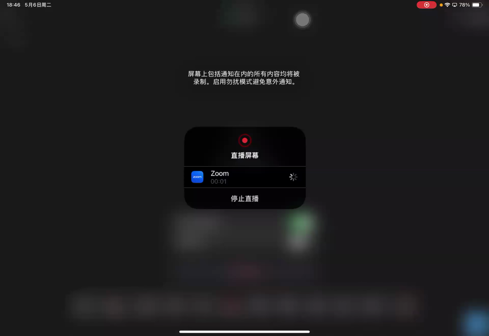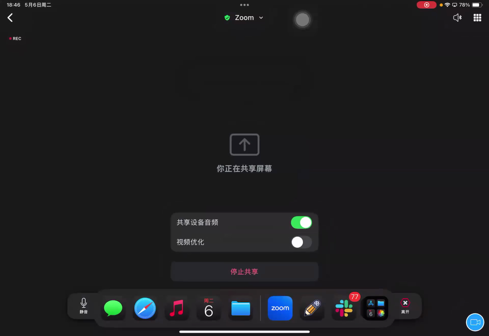You want to share your screen here to the Zoom as well, because it's recording. Oh yeah. You can see it. Yeah, looks good.